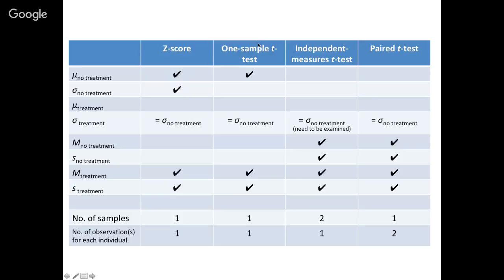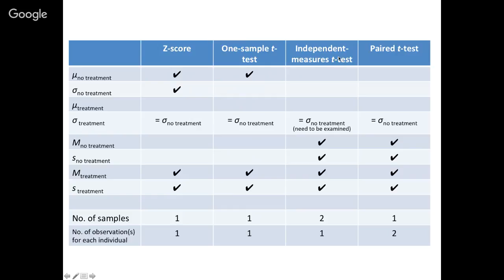For the one sample t-test, you can see the other parts are exactly the same as the z-score, but this cell is different. For the one sample t-test, we don't know the population standard deviation. So when we just have one sample, one observation for each individual in this sample, and we know the population mean before treatment, but we don't know the population standard deviation before treatment, then we have to use the one sample t-test.